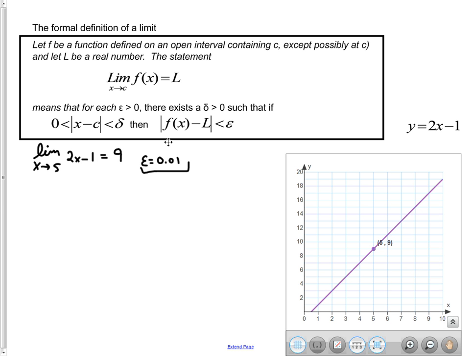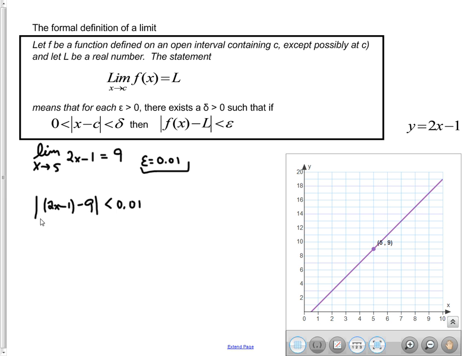So here's what we do. Let's start with this end right here. f of x. Well, f of x, what is that? f of x is the quantity 2x minus 1. And we're going to subtract from that the limit L. The limit L in this case is 9. Right? And we're saying that that is less than some value epsilon. In this case, we're going to specify. Let's say what happens if it's 0.01.